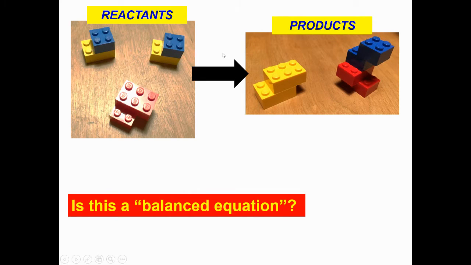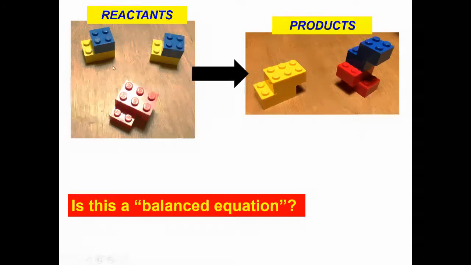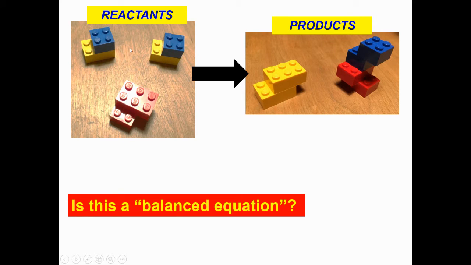Okay, so imagine that we've got a chemical equation represented by these Legos here, and we've got some compounds and elements on the left that we start with. Those are called the reactants, and those elements and the compounds maybe break apart. The elements rearrange themselves to make some new products. Okay, we've got a different element here and a different compound here than what we started with.